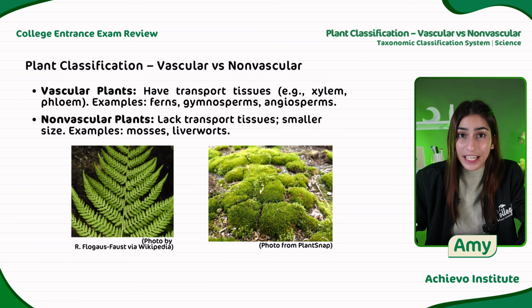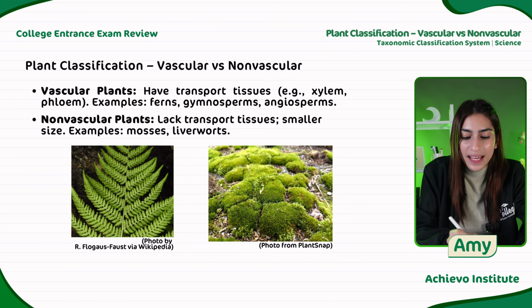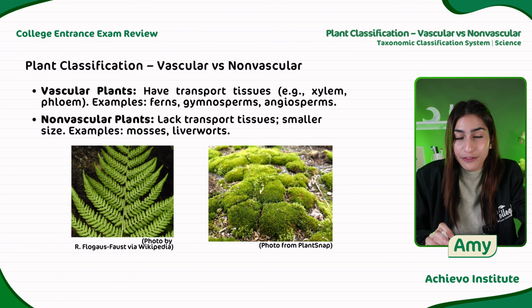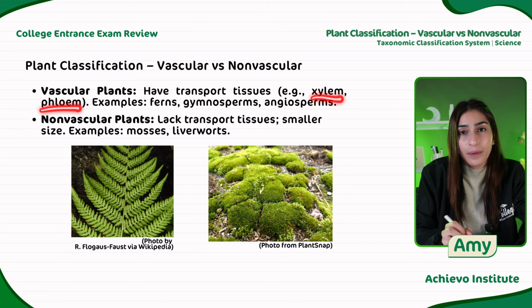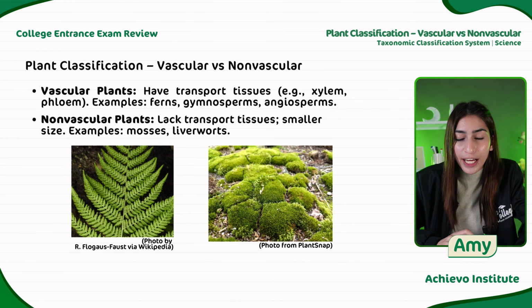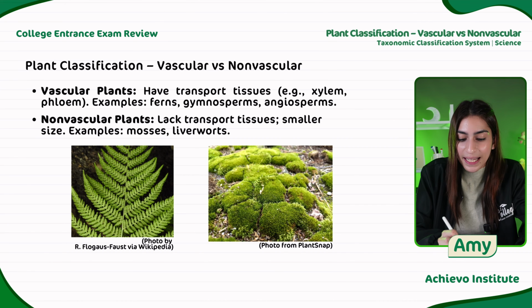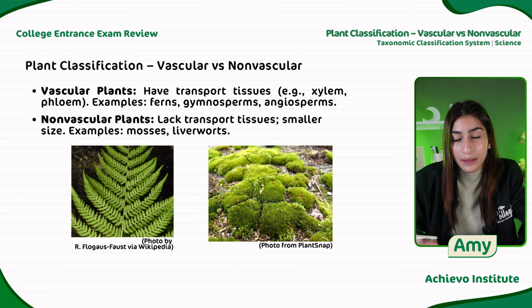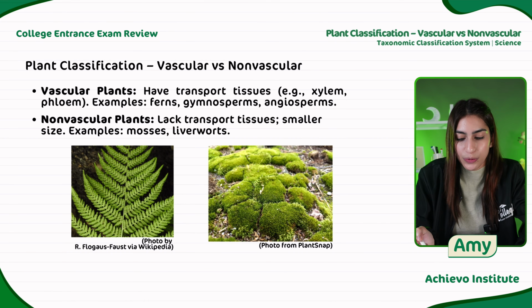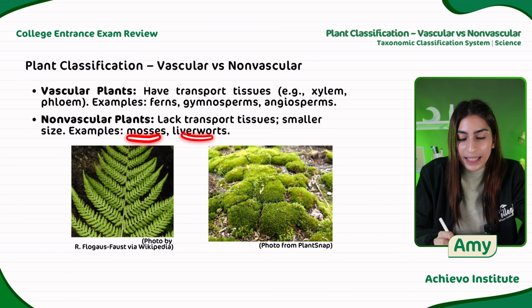So let's differentiate vascular and non-vascular plants. Vascular plants are better suited for larger plants and those with drier environments because they have transport tissues called the xylem and the phloem, so they can transport water and nutrients all throughout their system. Examples of vascular plants are ferns, gymnosperms, and angiosperms. Meanwhile, non-vascular plants are usually smaller plants and they thrive on moist environments because they don't have transport tissues. Examples are mosses and liverworts.